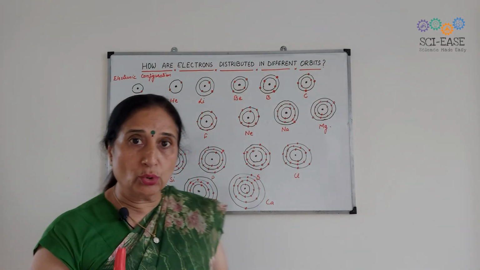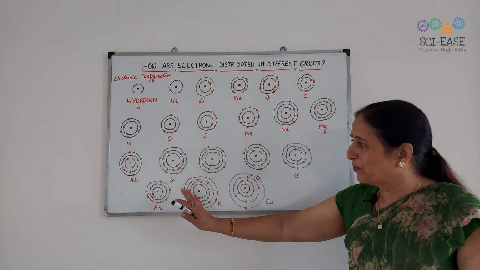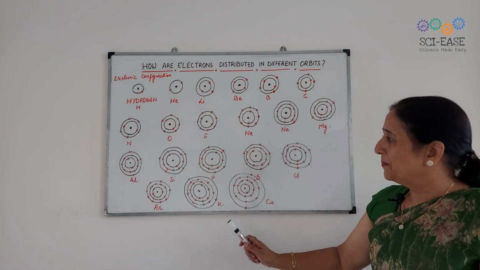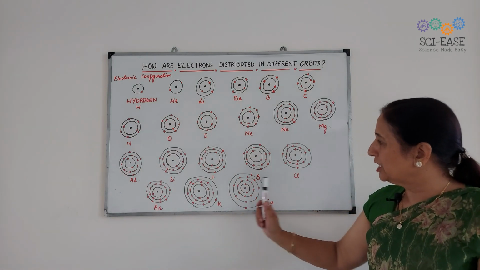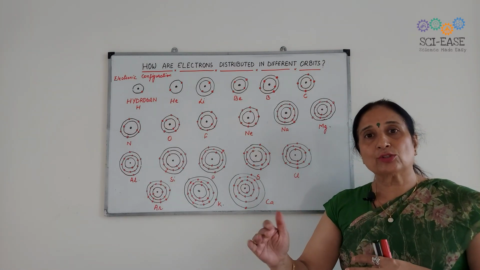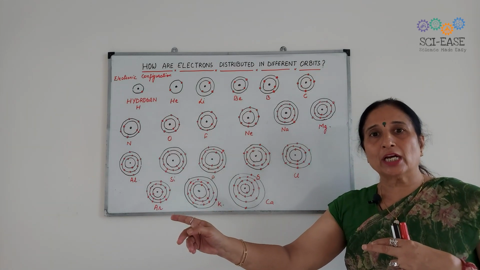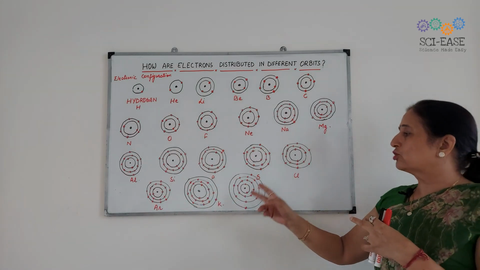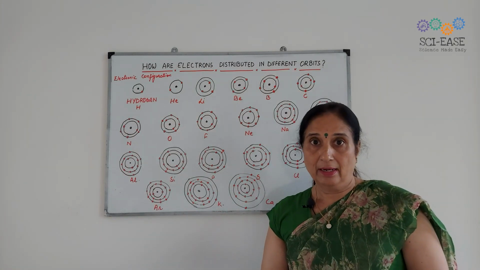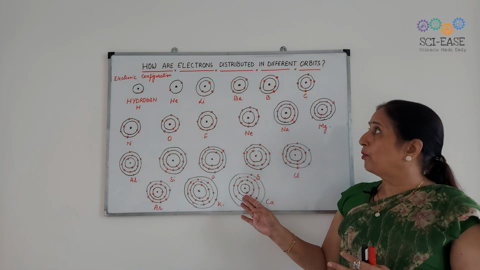I have told you, in your book it is up to argon, there is no problem in the 2n square rule, but in the case of potassium and calcium, after 8 electrons, the remaining electrons, 1 in the case of potassium and 2 in the case of calcium, will be accommodated in the 4th shell. Okay, this thing you must remember. So this is very important.